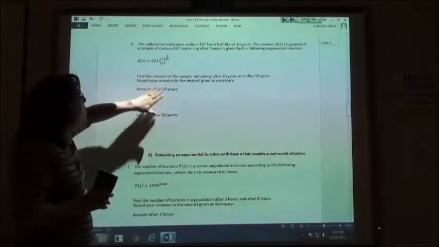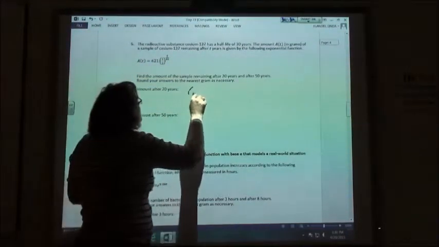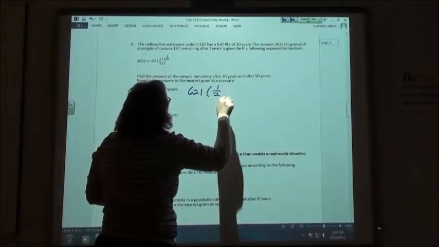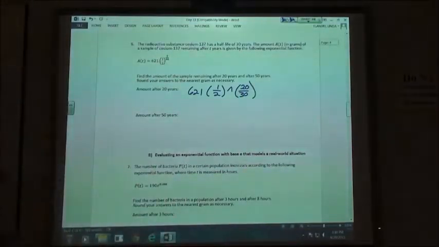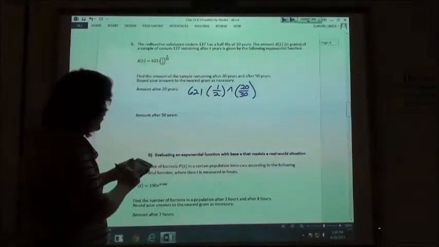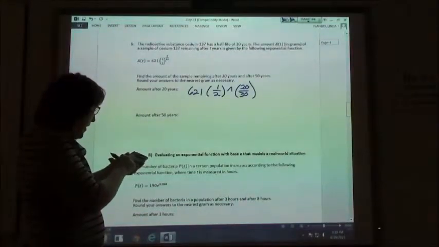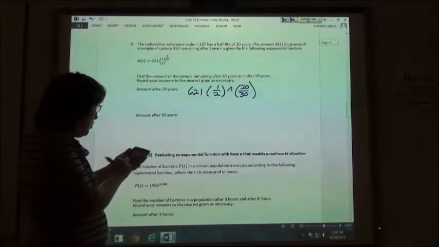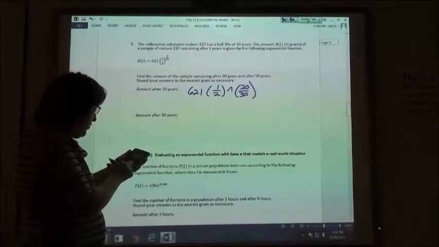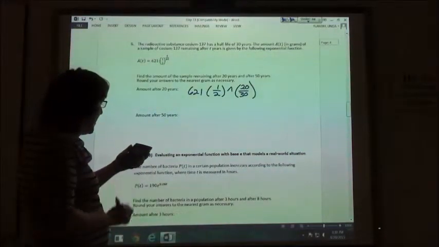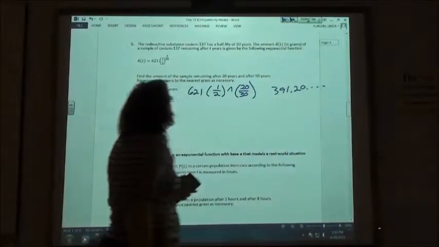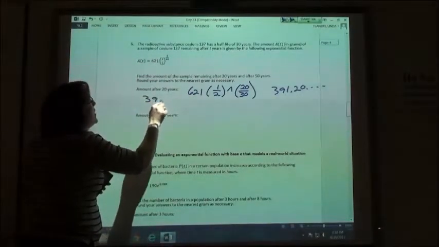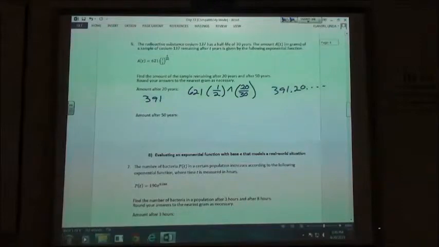So when they have that set up, we're going to do 20 years and 50 years. So 621, we're doing the half-life of 20 out of 30. So it didn't quite have enough time to do the half-life because we didn't quite get to 30 years, right? So we should have more than half left over. Let's check her out. 621 times 1/2 to the 20 over 30. Close my parentheses, hit equals. I get 391.20, and rounding to the nearest gram then, after 20 years, I'd have 391 grams left over.